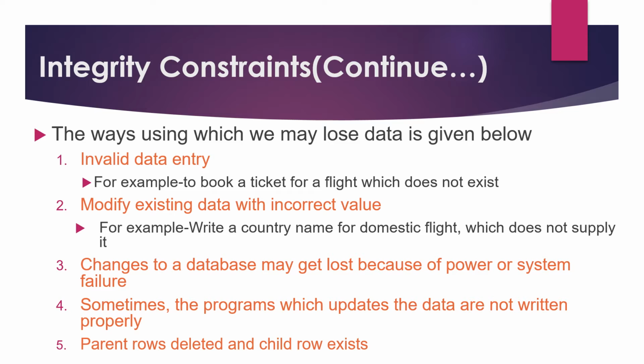First way is invalid data entry, for example, to book a ticket for a flight which does not exist. Then, modifying existing data with an incorrect value, for example, writing a country name for a domestic flight which does not supply it. In that case, data may be lost. Then changes to a database may get lost because of power failure or system failure. Sometimes the programs which update the data are not written properly. In that case, data may be lost. Sometimes parent rows are deleted and child rows exist. In that case also data may be lost.